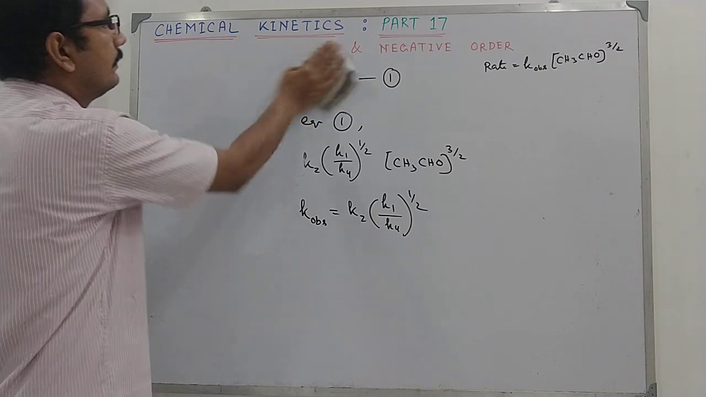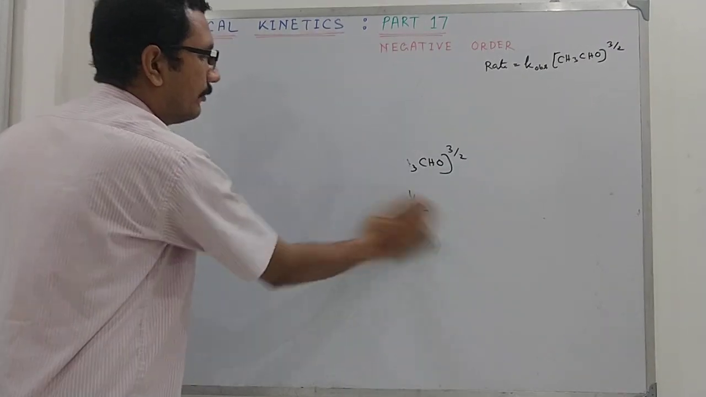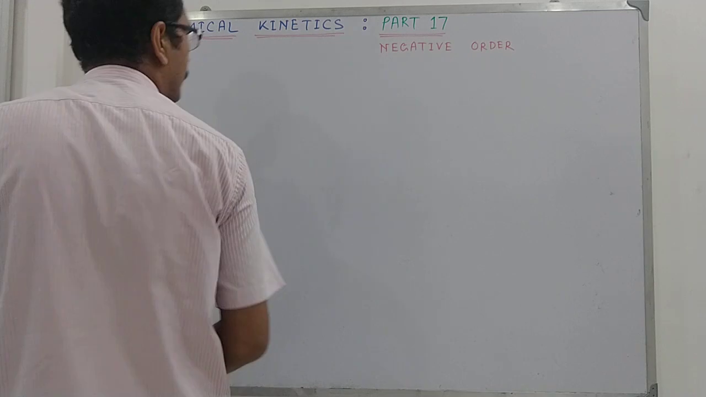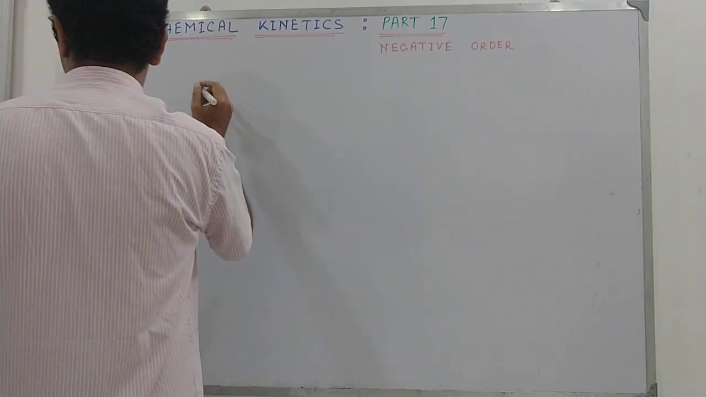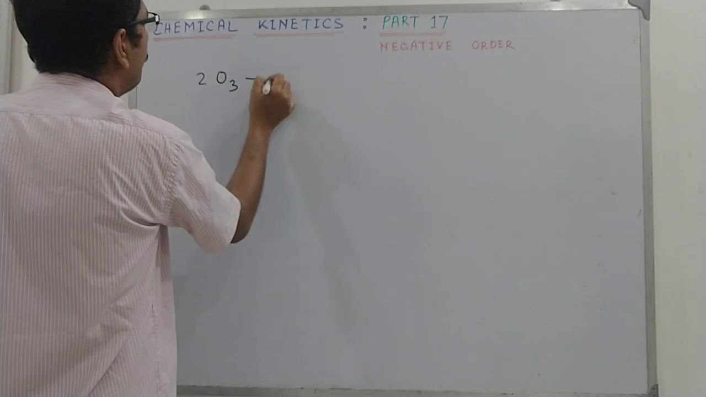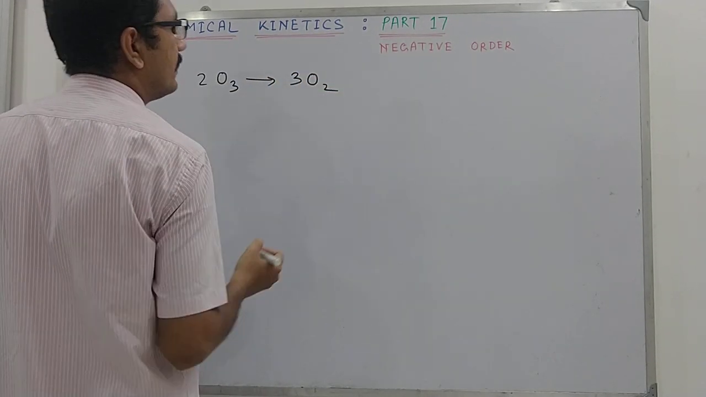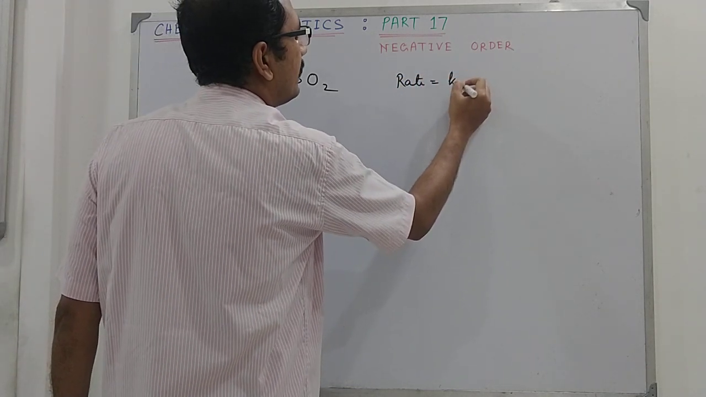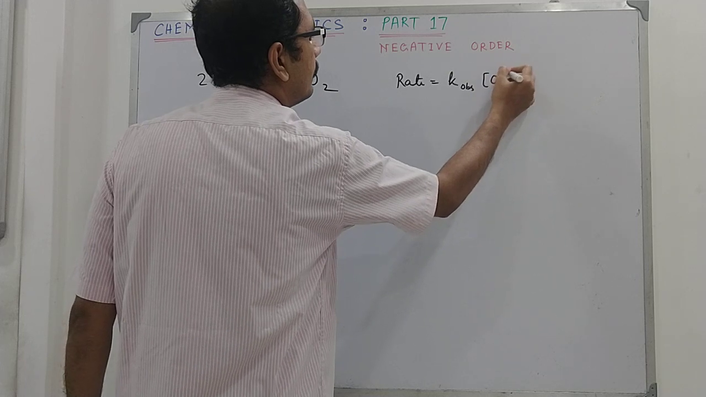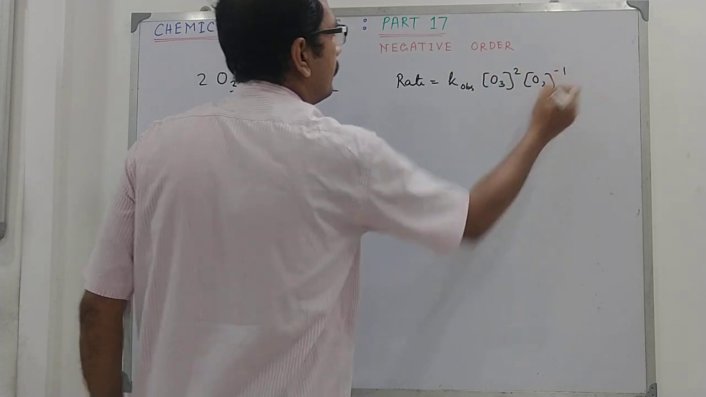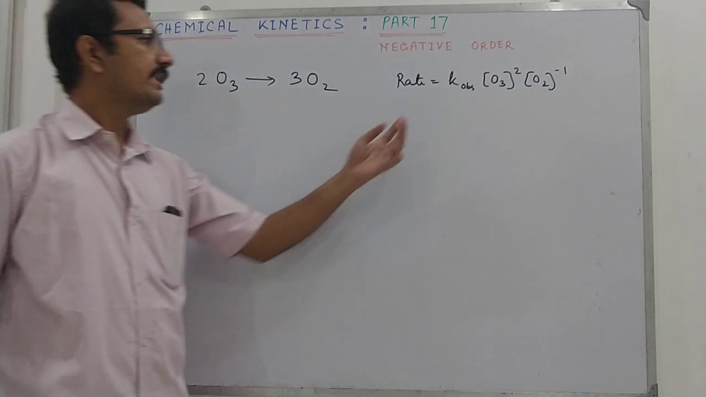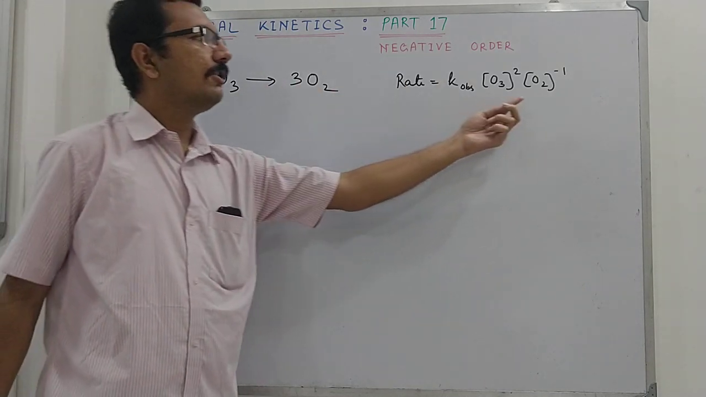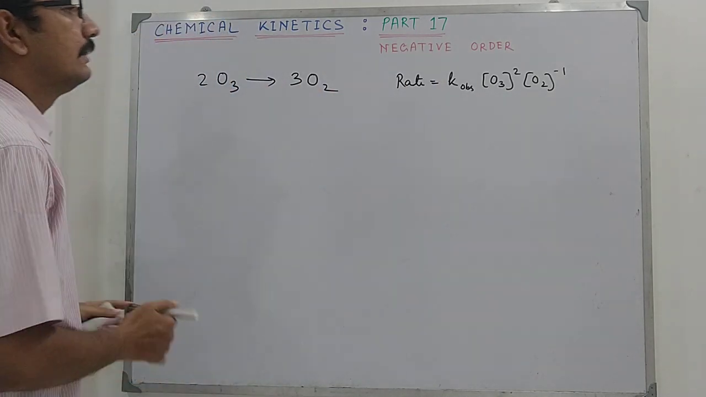Now it's the turn of the negative order. The example of the negative order is decomposition of ozone to oxygen. Here the rate of the reaction is found to be second order with respect to ozone and negative order with respect to dioxygen.